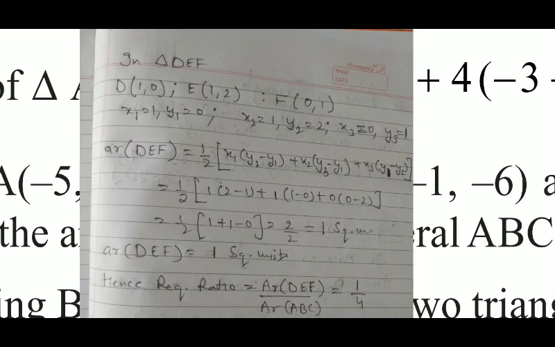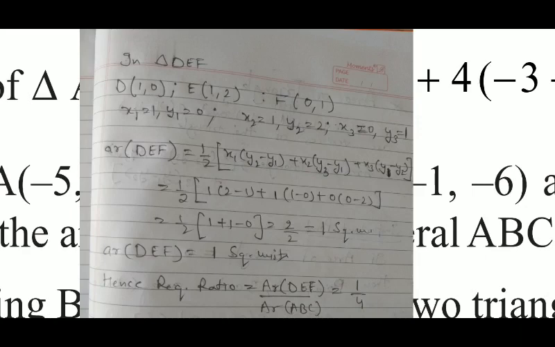Now we will find the area of triangle DEF. The coordinates of D are 1, 0, the coordinates of E are 1, 2, and the coordinates of F are 0, 1. We compare the coordinates of D as x1, y1, E as x2, y2, and F as x3, y3.